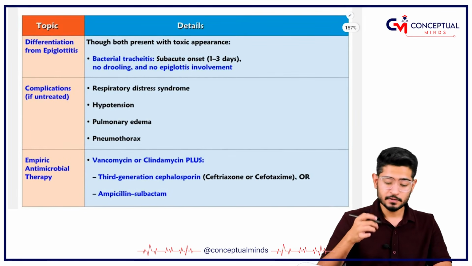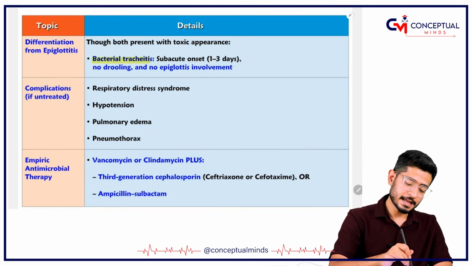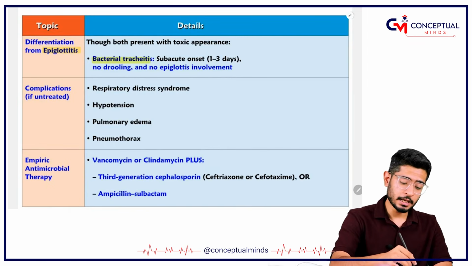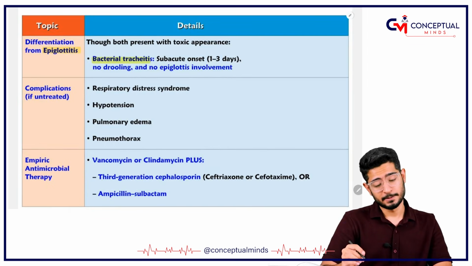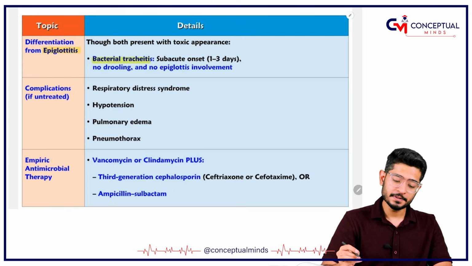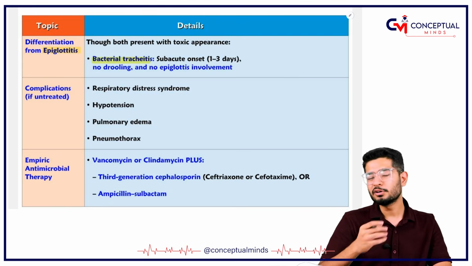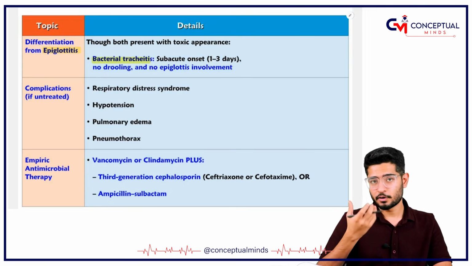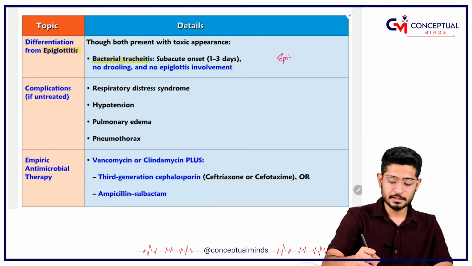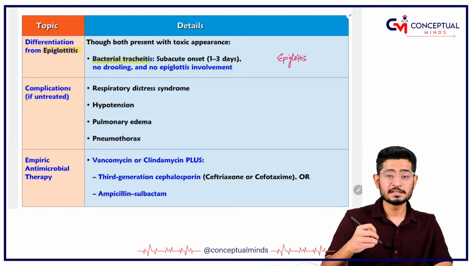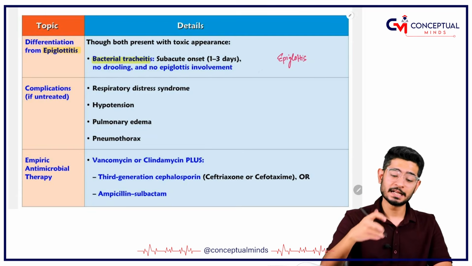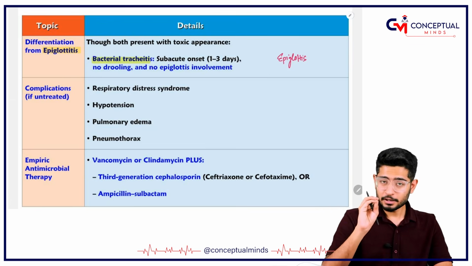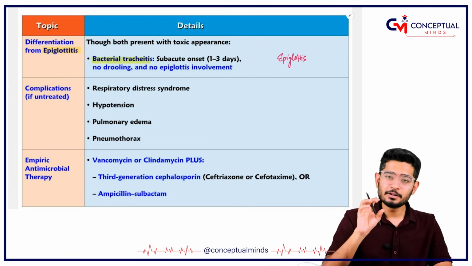So what is the differential diagnosis? See, bacterial tracheitis as well as epiglottitis, both of them are going to show what? They are going to show you the toxic appearance. But the tracheitis is not going to involve the epiglottis, first thing. Second, in epiglottitis the epiglottis is involved, the epiglottis is inflamed.